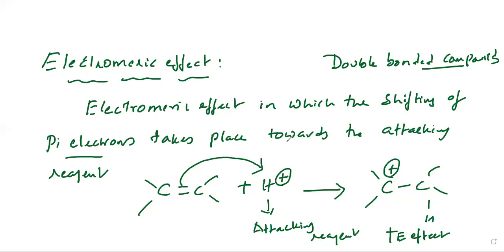Electromagnetic effect, so this we are calling as plus E effect. Just as the inductive effect is of two types, the electromagnetic effect is also of two types. So this is plus E effect. The pi bond is shifted towards the H plus, and you are going to get the carbocation like this. So this we are calling plus E. Have you understood, students?